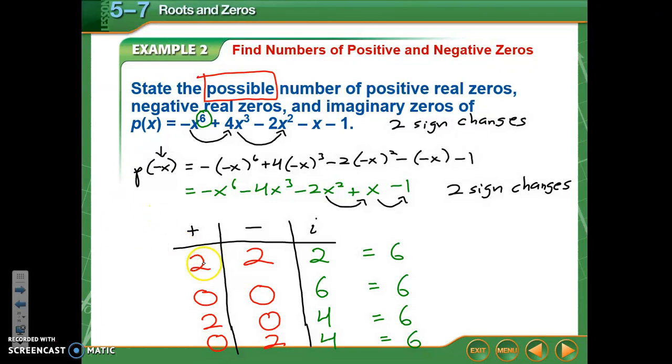So even though I can only have 2 or 0 positive ones and 2 or 0 negatives, I have to do 2 positives with 2 negatives and 2 positives with 0 negatives. 0 positives with 0 negatives and 0 positives with 2 negatives. I have to make sure I get all of the combinations. And then I just use addition to figure out how many possible imaginary zeros I could have.